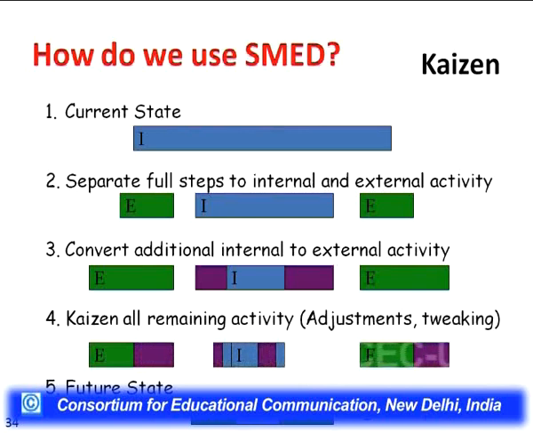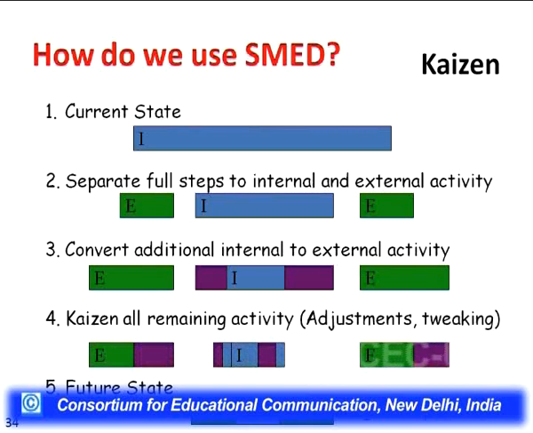Convert additional internal to external activities. We want external activities more than the internal activities. So, we will try to convert internal activities to external activities. Third is convert additional internal to external activity. So, internal activities will get reduced, external activities get enlarged.